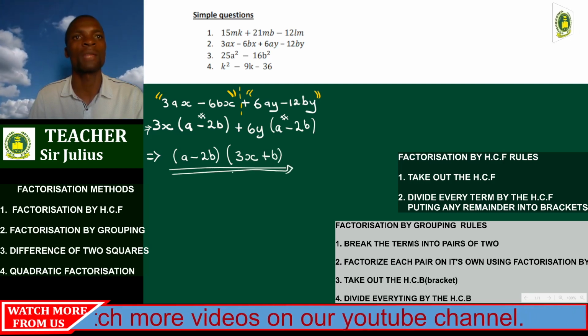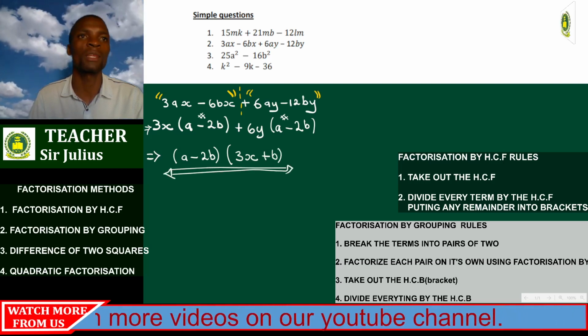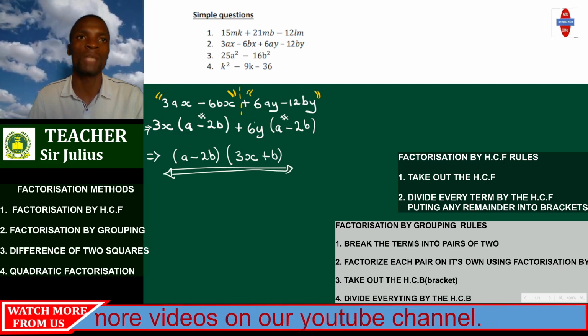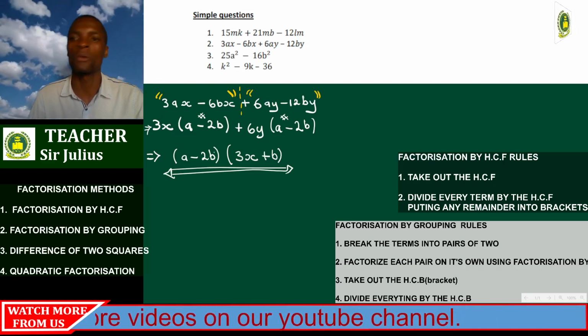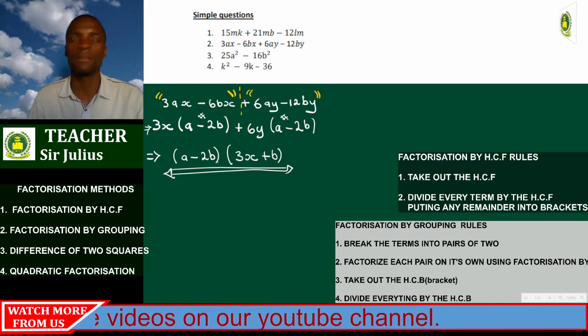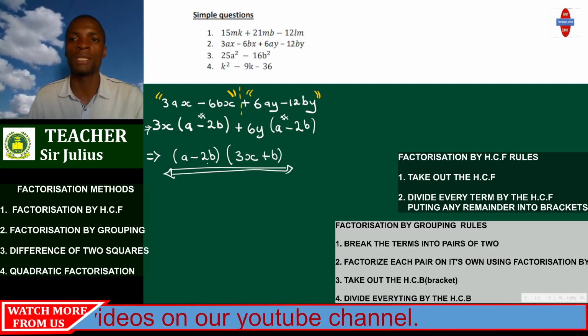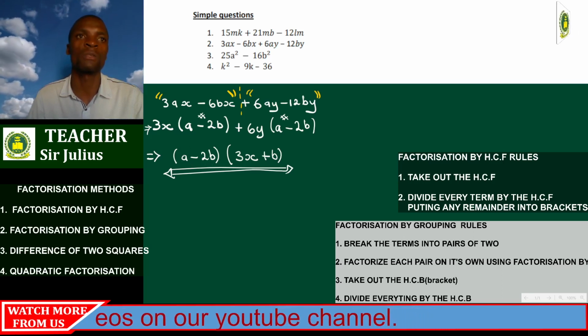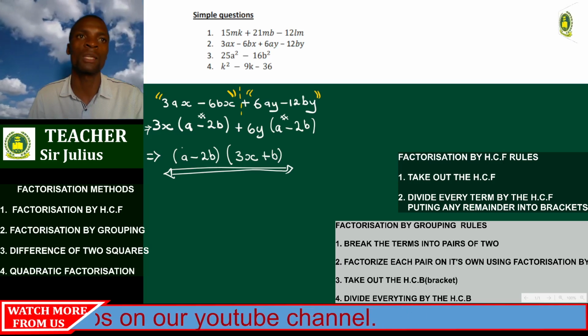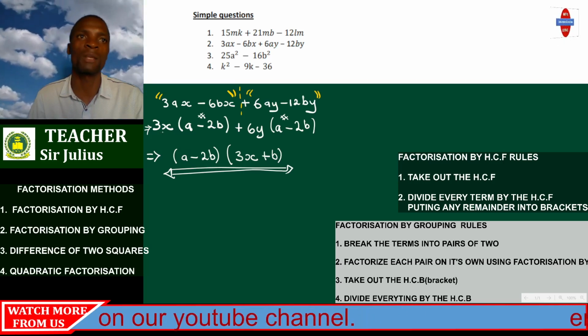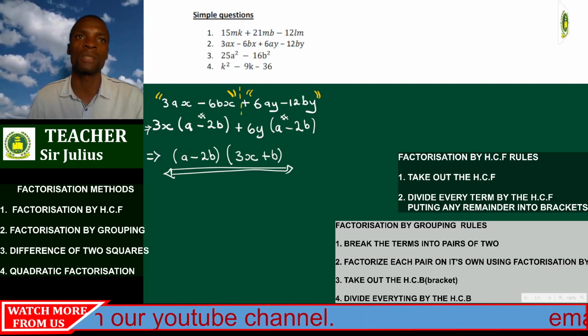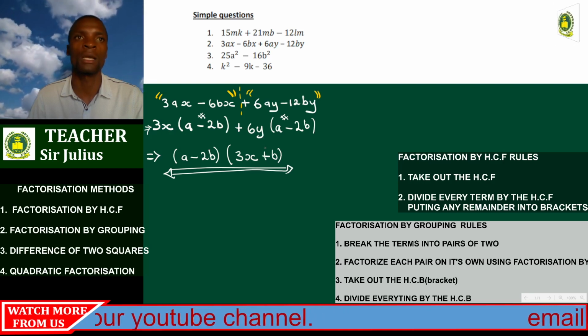In other words, if you want the reason why I took the terms outside the bracket, just follow the rule which says divide every term by the HCF, which is the bracket. If you divide by the bracket, the bracket cancels the bracket, and you are left with 3x. The bracket cancels the bracket, and you are left with 6y.